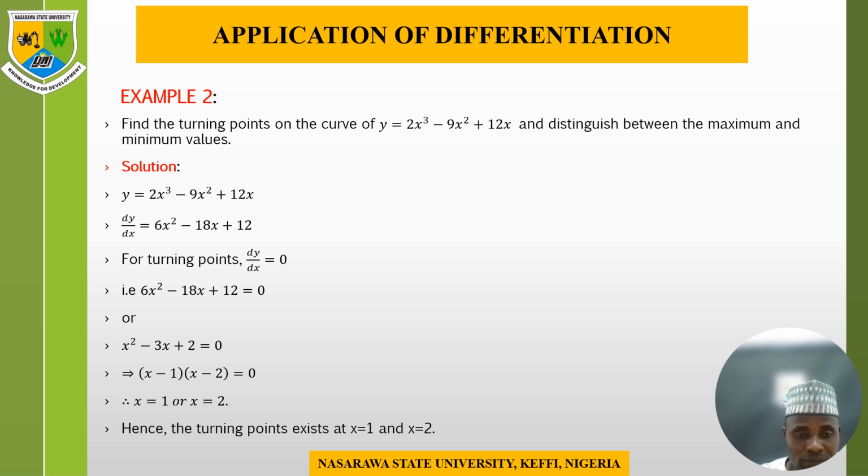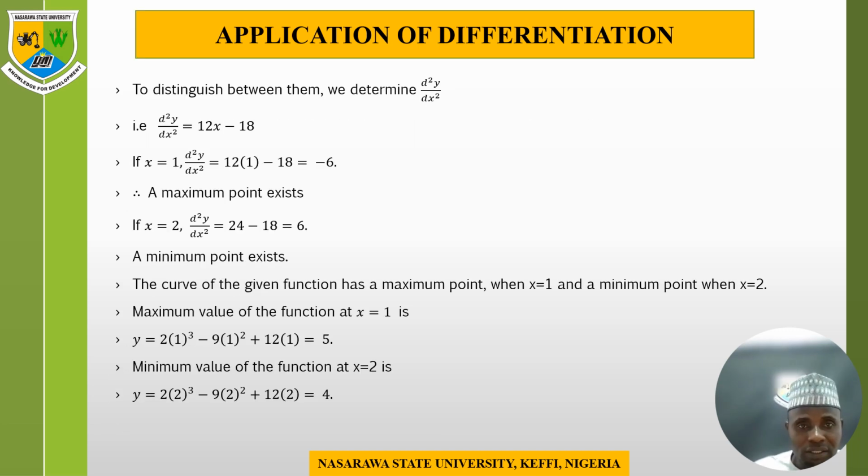So we use the 2 and 1. When we substitute and solve that quadratically by factorization method, we now get the result to be x equals 1 or x equals 2. So it means that the turning point exists with two values because of what? The equation resolves to a quadratic equation, and we always have two results. So our value of x is equal to 1 or equal to 2.